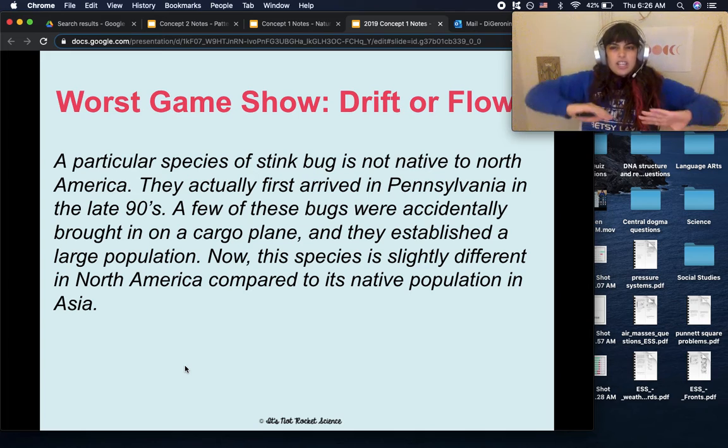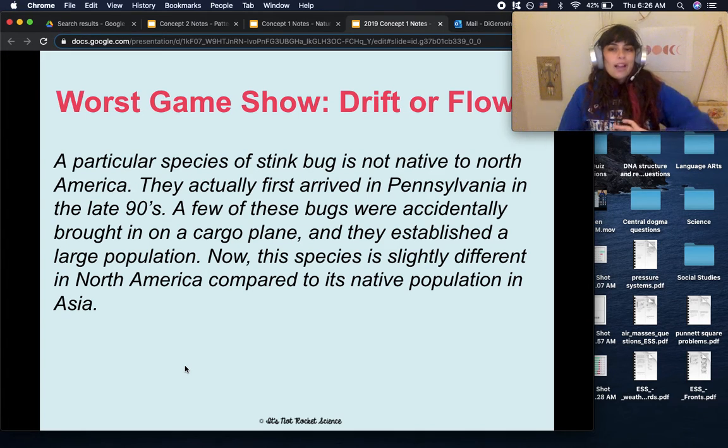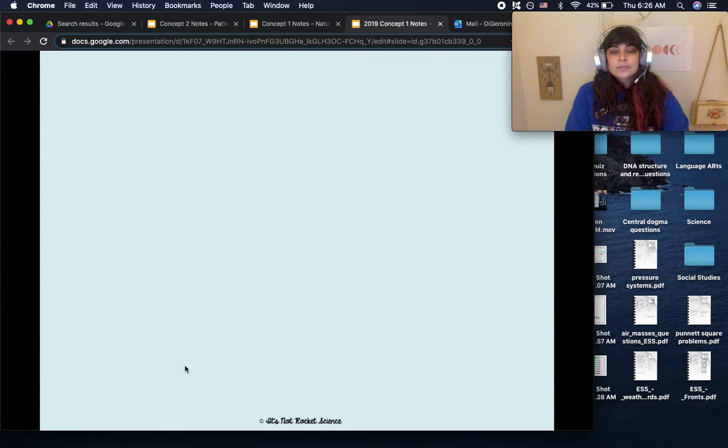Remember that genetic drift is all about randomness. No bug is actually better than the other one. No one has an adaptation. It's just random choices that influence the future.